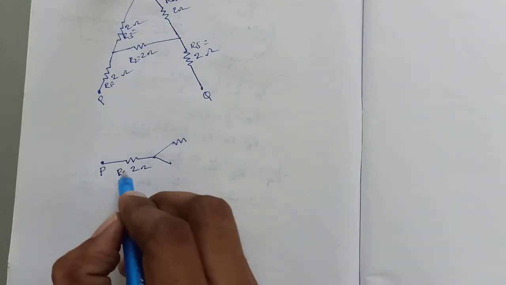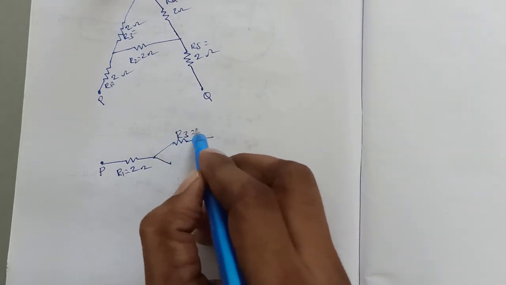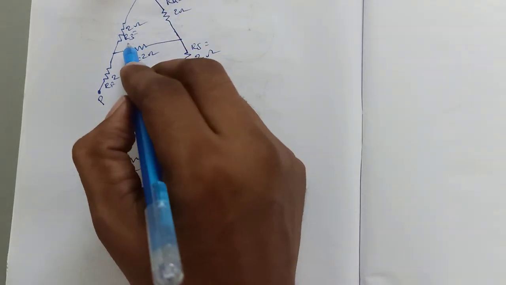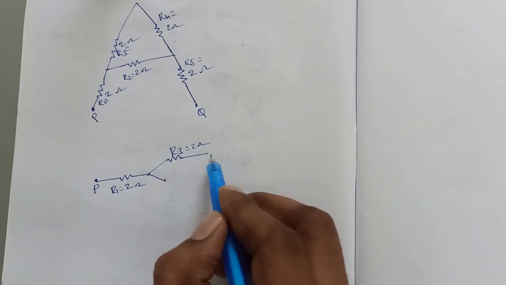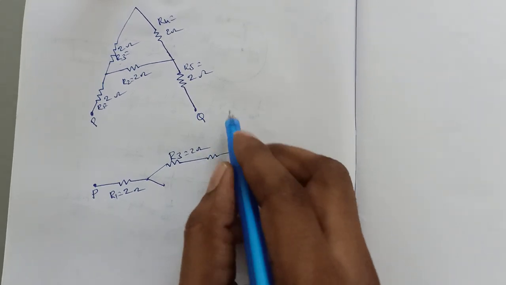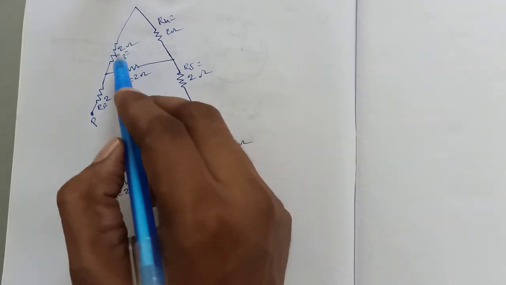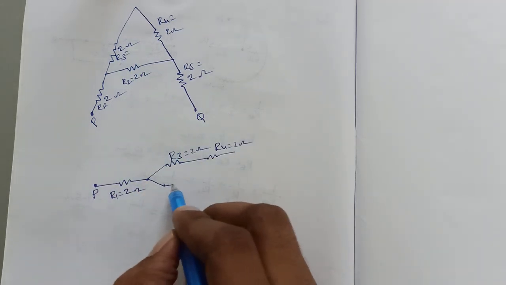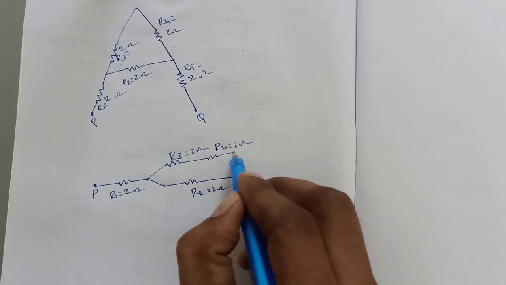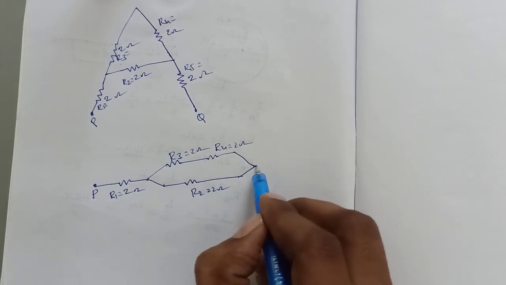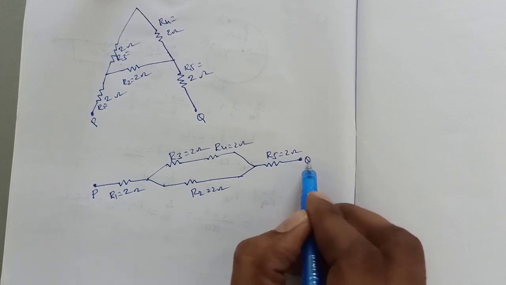This is R1. Now, this is R3, 2 ohms, and R3 and R4 are both in series, so R4 is also 2 ohms. Now R2 is parallel to these two, R3 and R4, so we can draw it like this: R2 is 2 ohms, and finally R5 is equal to 2 ohms, and then point Q.